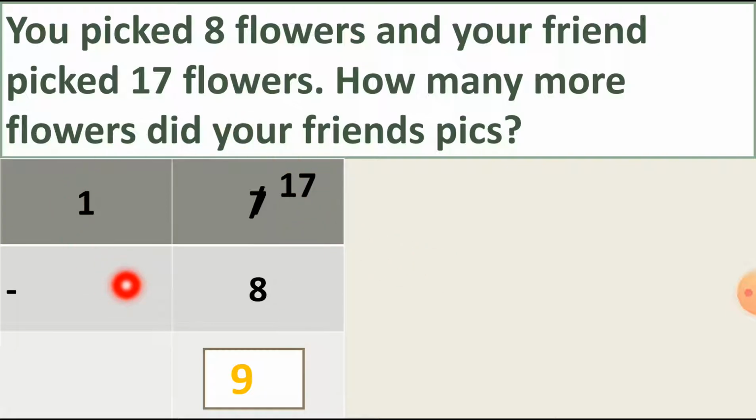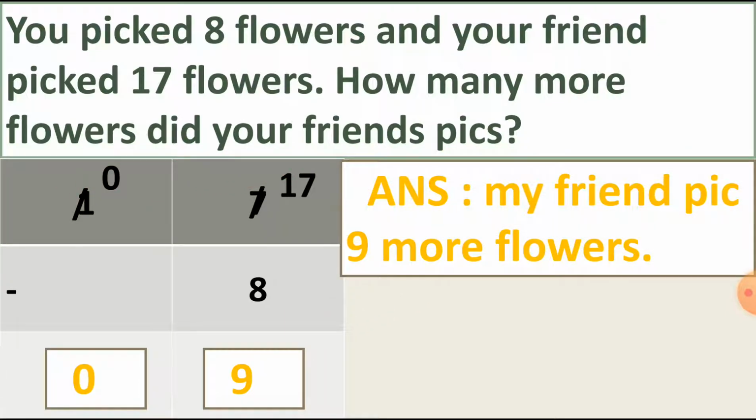So let's move to the tens column here. We have to cut 1 number because we are taking 10 number from it. So 1 minus 1 is equal to 0. So we can put this 0 here. So how many more flowers did your friend pick? So you can write down the answer this way, that my friend picked 9 more flowers.